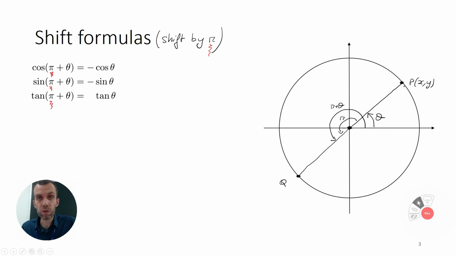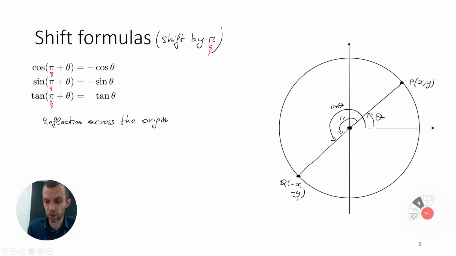Now, if you look at what the coordinates of Q are, you'll see that the coordinates are minus x, minus y. And in effect, what we're doing here is we're reflecting not across the x or the y-axis, but across the origin. So we're basically taking for each point the point on the other side of the unit circle relative to the origin. And that's what gives us this minus x and minus y.